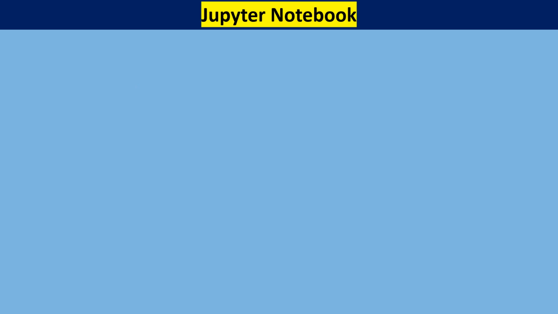Jupyter Notebook. Jupyter Notebook is an open source, web-based interactive environment that allows users to write and execute Python code. It is widely used in data analysis, machine learning, and research because it enables seamless integration of code, explanatory text, and visual output in a single document. The name Jupyter is derived from Julia, Python, and R, indicating its support for multiple programming languages.